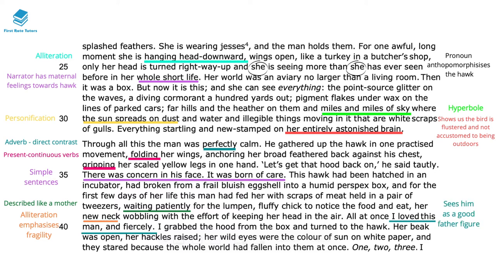And of course, she sees him as a good father figure, and she probably sees him reflected in her own father. So she sees that he's done the same good job with these hawks as her father did with her when he was raising her. Also, she mentions the hawk's wild eyes were "the color of sun on white paper," and this metaphor emphasizes just how beautiful she sees this hawk as.